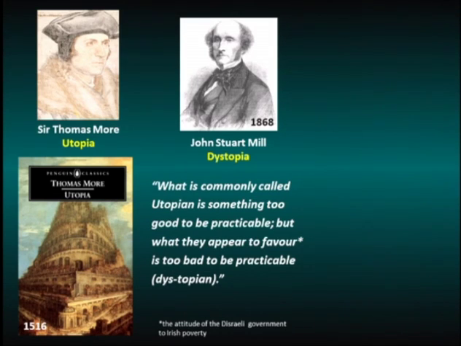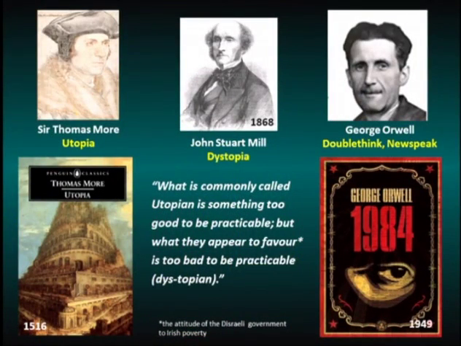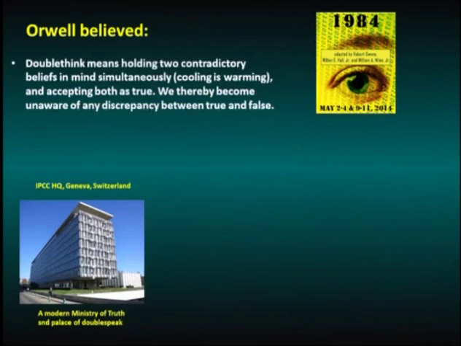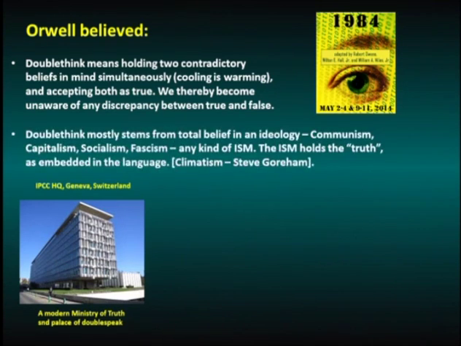In the 20th century, various writers took up this theme, and of course the one that we hear most about is George Orwell. And he introduced the concepts of doublethink and newspeak in his famous book, 1984. Orwell believed that doublethink means holding two contradictory beliefs in mind simultaneously, such as we've often read, cooling is warming, and accepting both as true. We thereby become unaware of the discrepancy between truth and falsity.